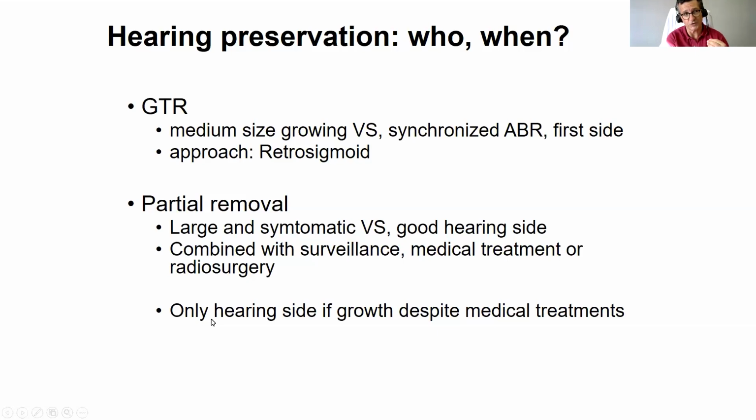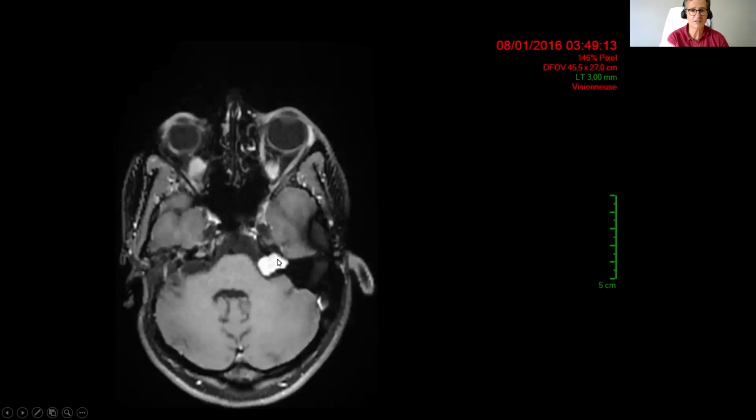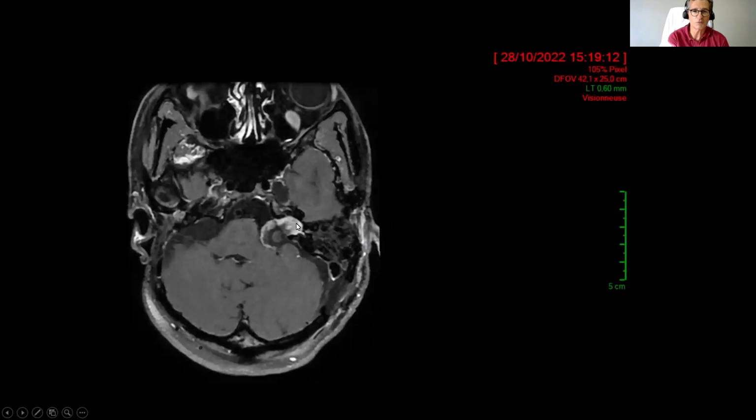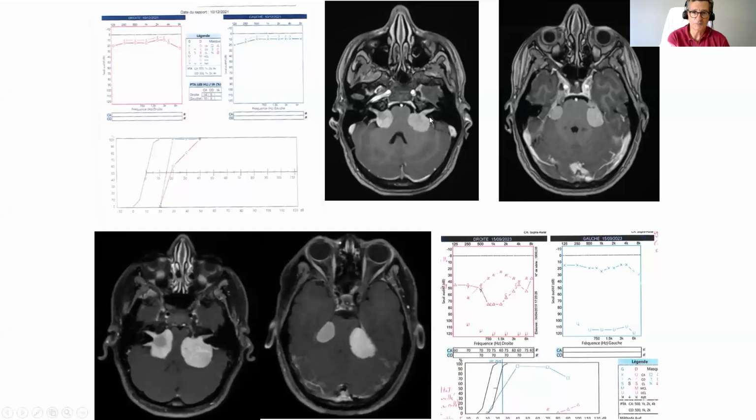The other situation, when we have to decide surgery on the only hearing side, then there is no efficiency of the treatment. This is a patient, she had everolimus, Avastin, and you see the tumor was growing under Avastin. We did a surgery to remove a large part of the tumor. Now the tumor is very small, and we are following again the patient, and the tumor is stable. Another example, this patient was under bevacizumab, and the tumor were growing. We decided to remove this tumor.